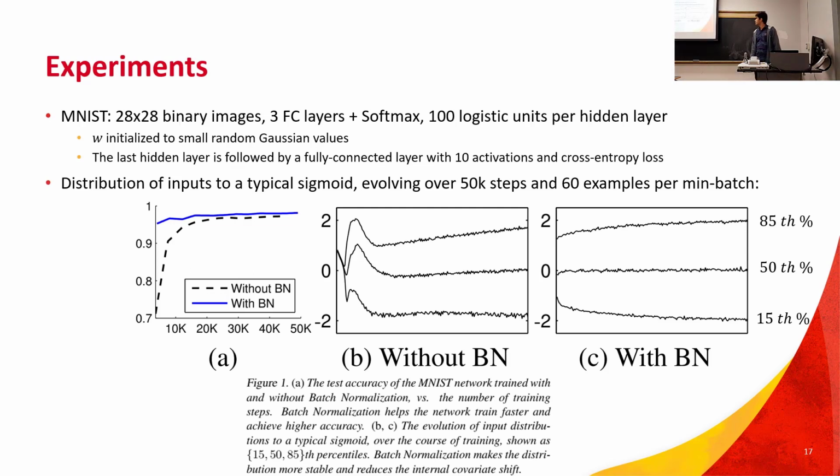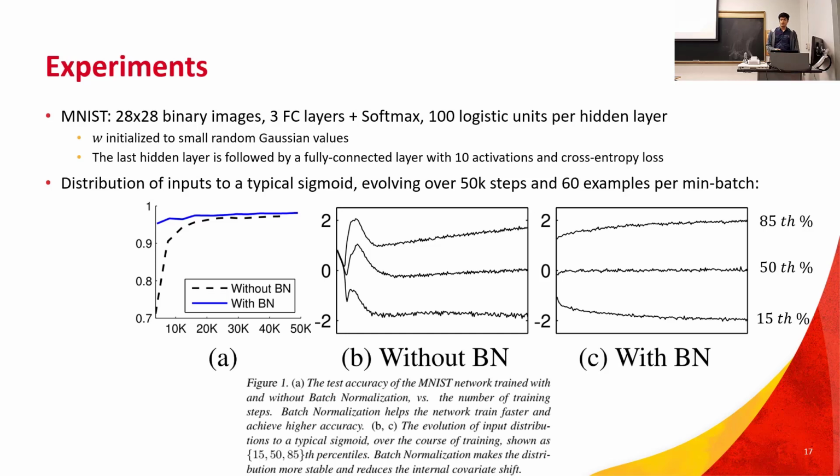Okay, let's get to experiments. They experimented on MNIST, which are 28 by 28 binary images. They used 3 fully connected layers plus softmax and 100 logistic units per hidden layer. The W is initialized to small random Gaussian values. The last hidden layer is followed by a fully connected layer with 10 activations, which are the 10 digits, and cross entropy loss.